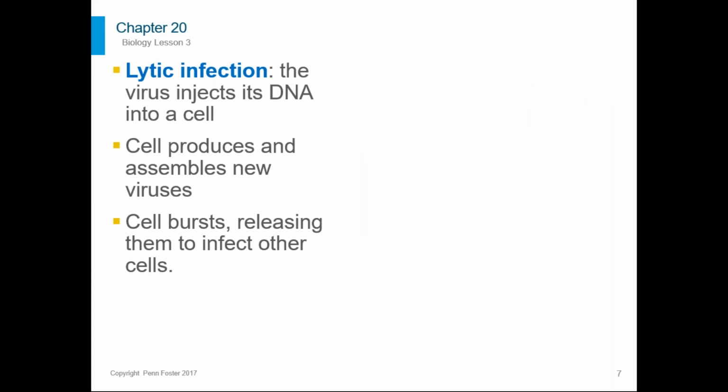Now, there are two possible types of viral infection, a lytic infection and a lysogenic infection. In a lytic infection, the virus injects its DNA into the cell, and it just floats around in the cell, but forces the cell to make copies of the viral DNA and proteins. So the cell is manufacturing viruses. The cell makes new viruses until it fills up with viruses and bursts, releasing them to infect other cells.